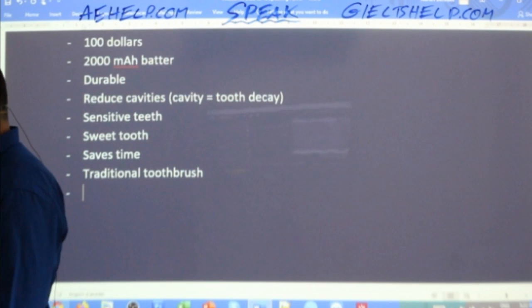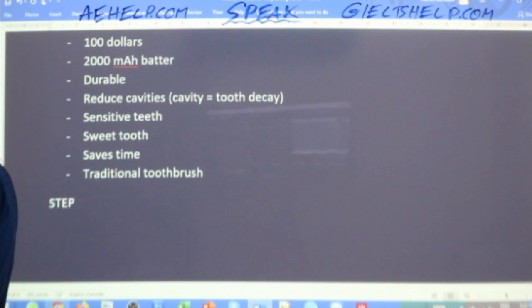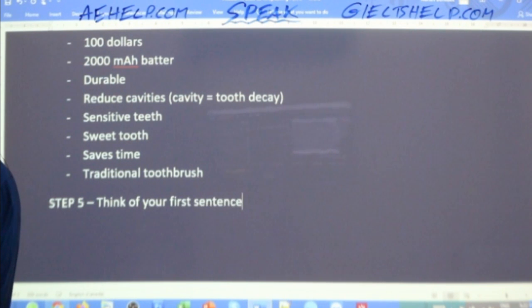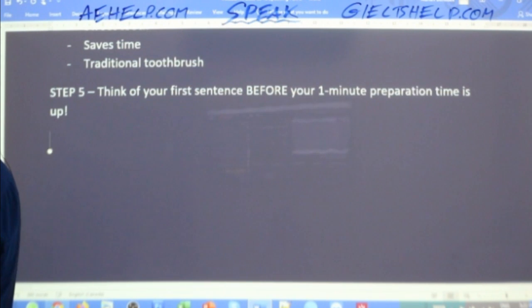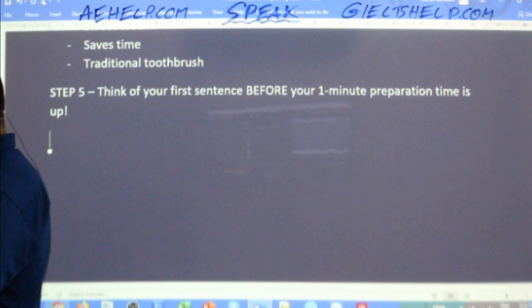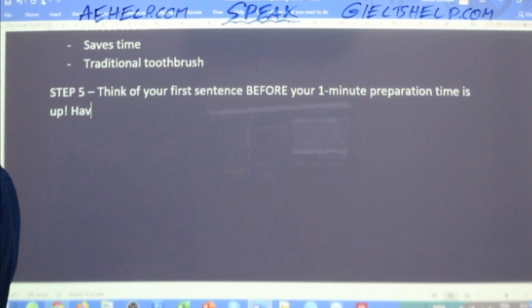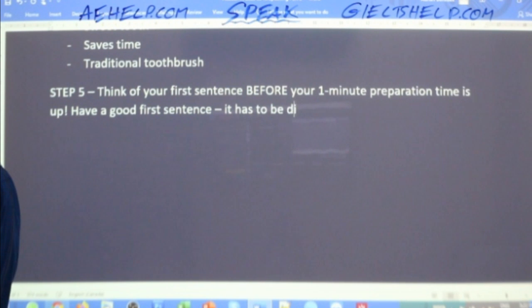Now, your next step, students, step number five, is absolutely to think of your first sentence before your 1 minute preparation time is up. Many students make that big mistake where they don't have a good first sentence. You need to have a good first sentence ready to go. That means it has to be direct and detailed.